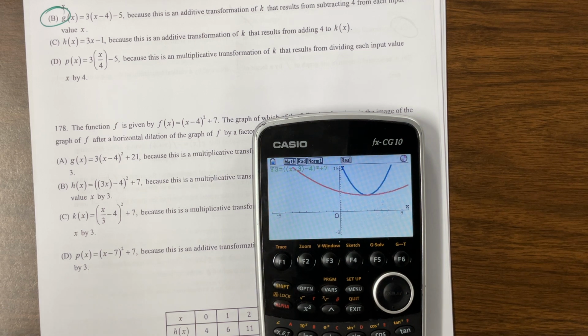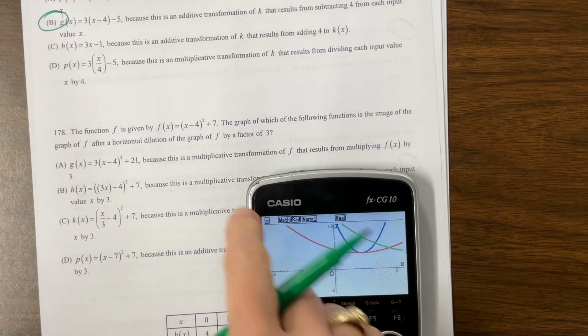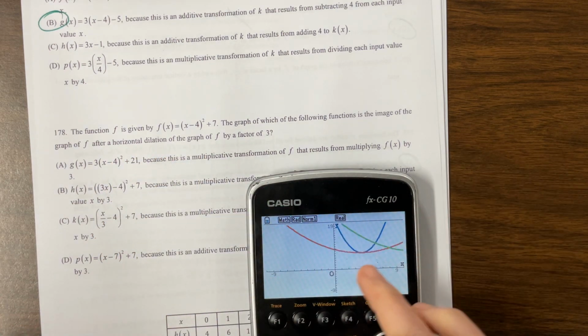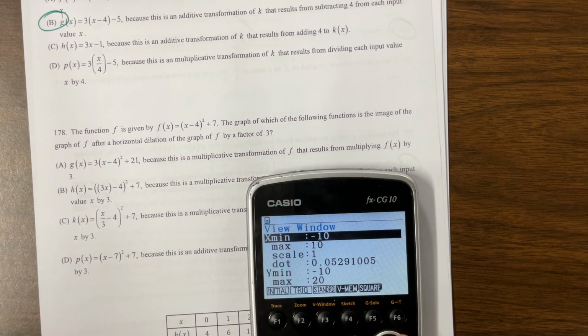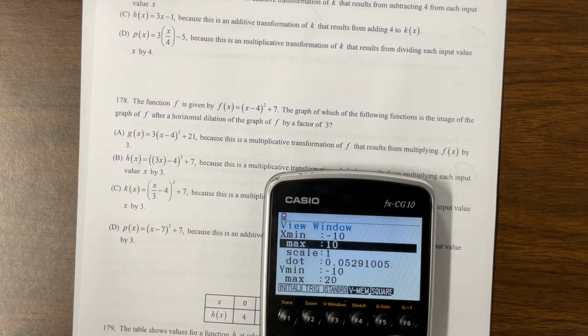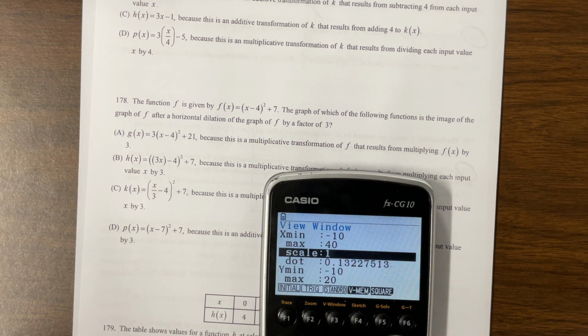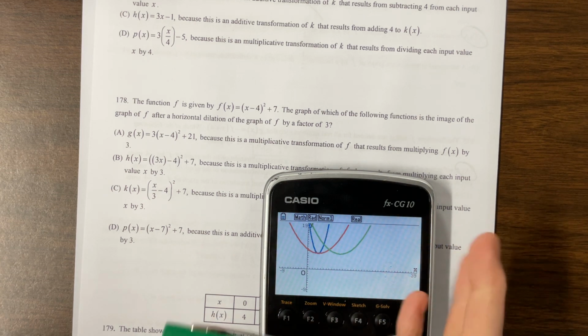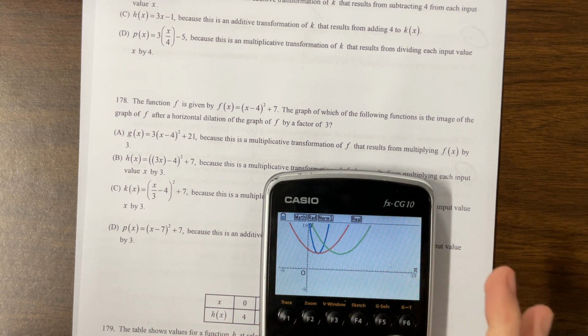Okay, here's our graph. What did they say? Which of the following functions is the image after a horizontal dilation by a factor of 3? So both of these actually, okay, hang on, let's get a few more x values. We'll go to 40. There's our original graph. They both have that horizontal dilation by a factor of 3.